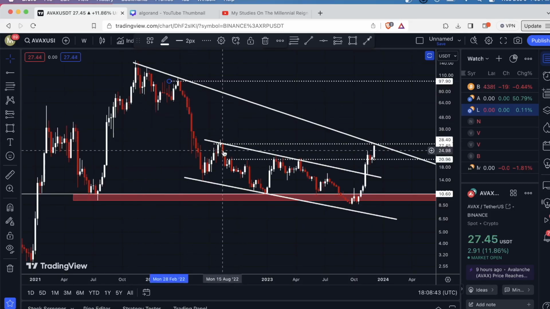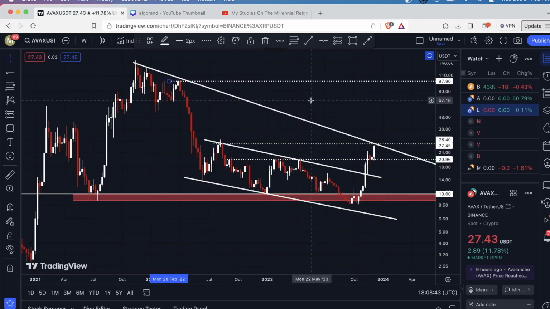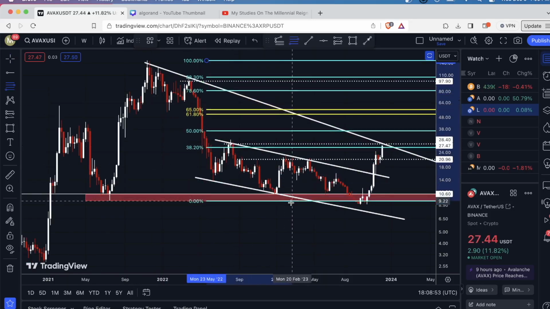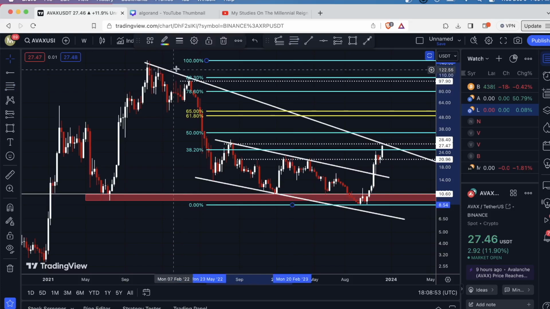This former level of support will likely act as a level of resistance. Another thing you can do is look for Fibonacci retracement levels. Just grab it from the high down to the low, and that's going to give you these projections. Right here, this golden pocket range lines up with the level that I just mentioned, this former level of support. So that's between approximately $50 and $54.